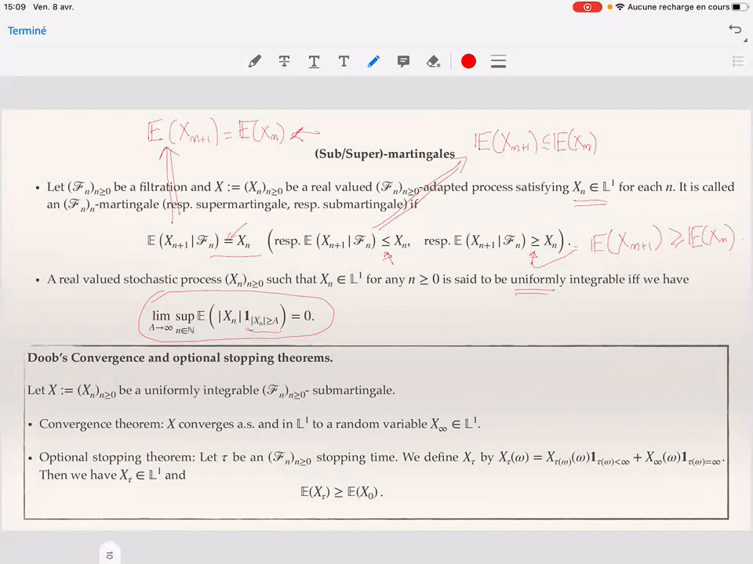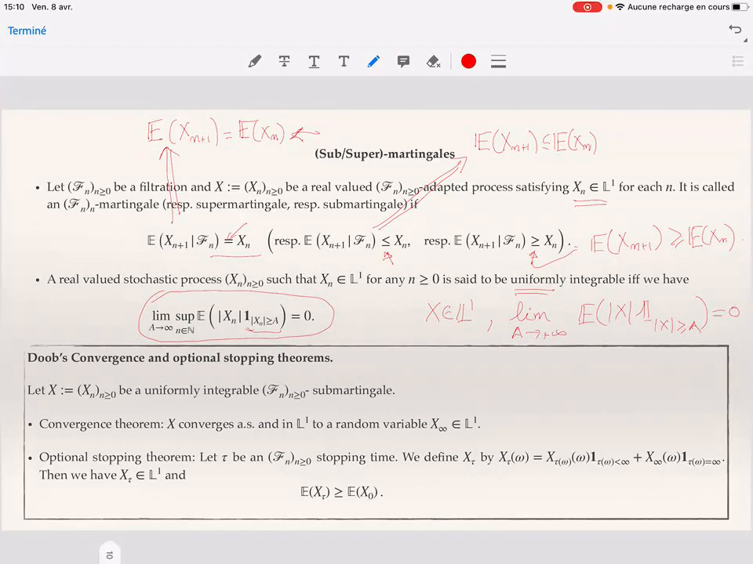Of course, if you have only one random variable X in L1, by the dominated convergence theorem you know that the limit as a goes to infinity of the expectation of X times the indicator of X bigger than a is zero by the dominated convergence theorem.